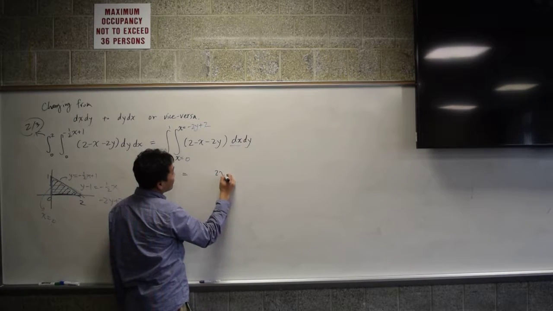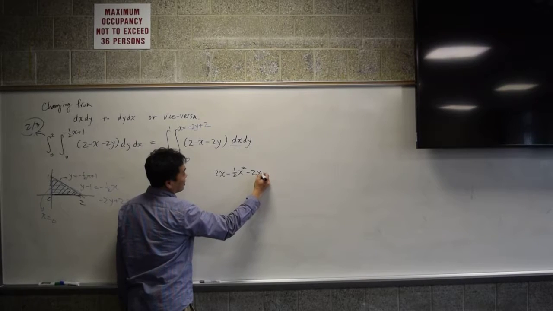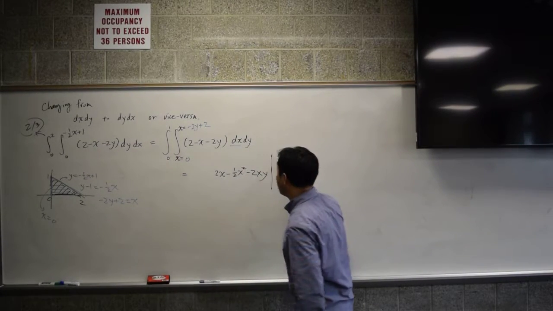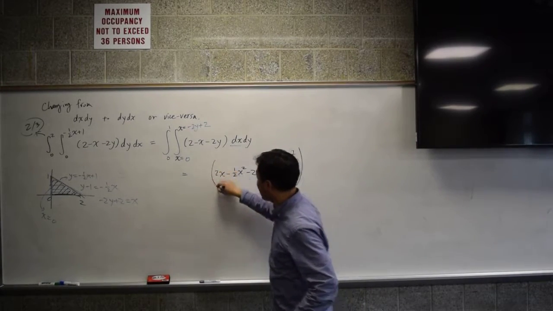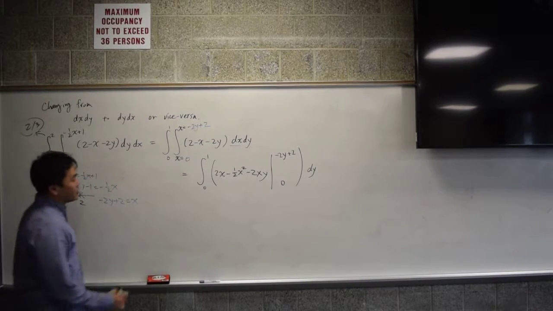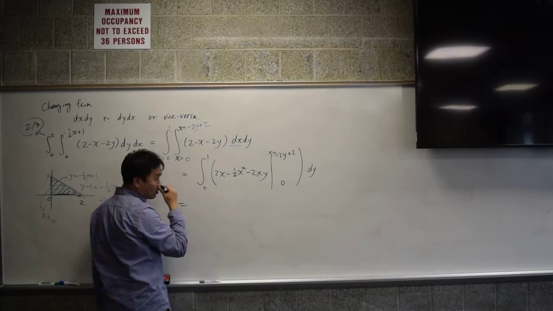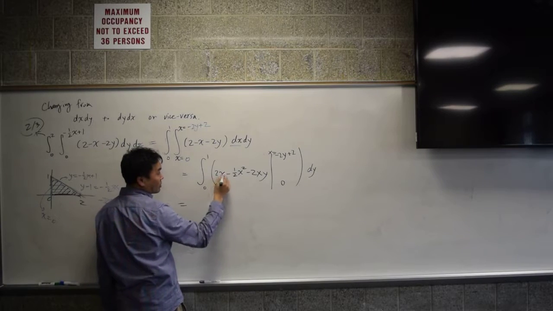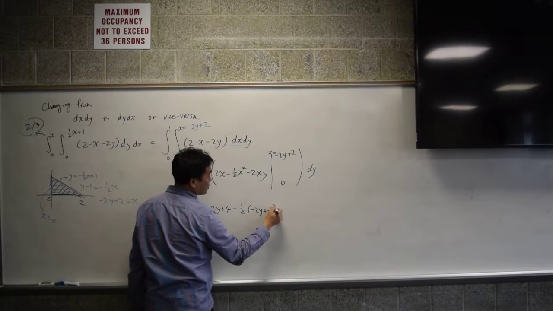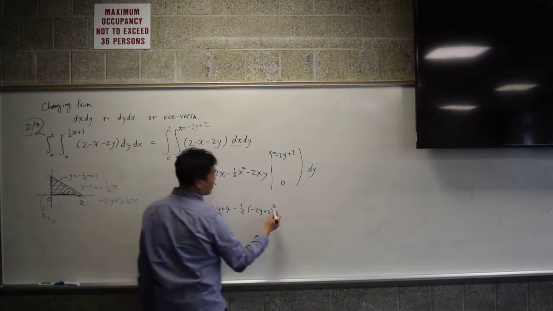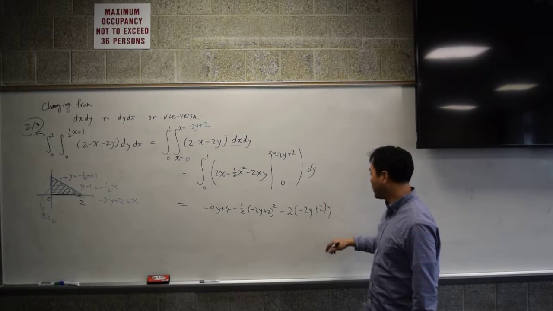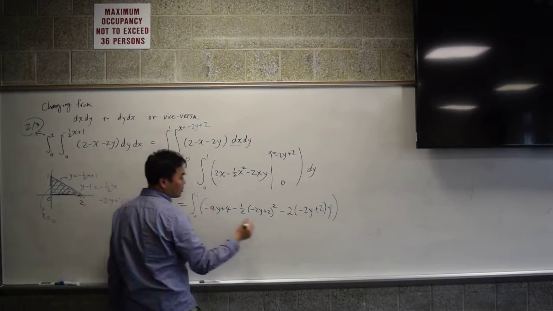Now we have to integrate by x, so it's 2x minus 1/2 x squared minus 2xy. See, y is considered as a constant, so if you integrate 2y by x, it's 2xy. And then you're plugging in negative 2y plus 2 and 0 for x, with y from 0 to 1, dy. These are values of x, so those have to go into x. When this is put in here, this is twice of that, so it's negative 4y plus 4 minus 1/2 times x, which is negative 2y plus 2 squared. And then minus 2 times negative 2y plus 2 times y.